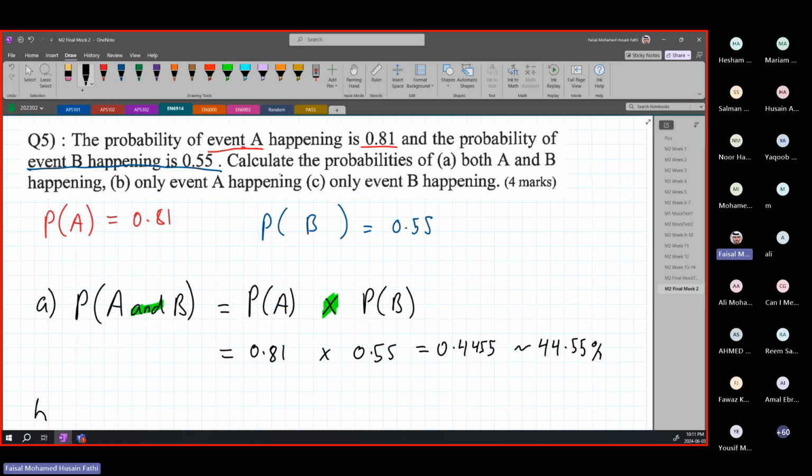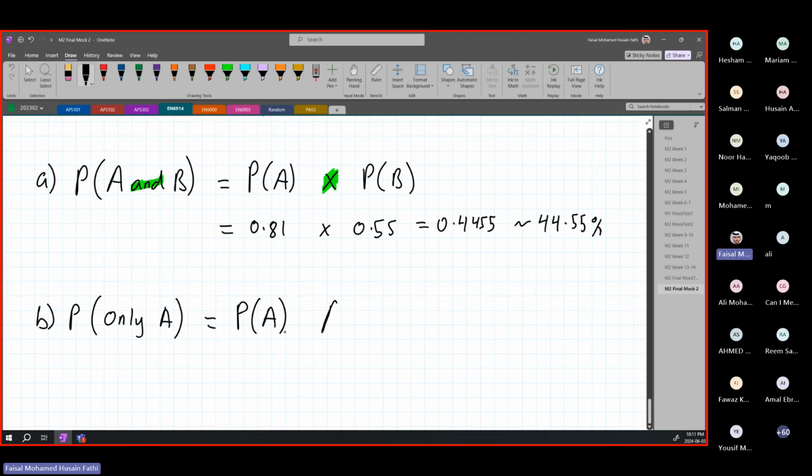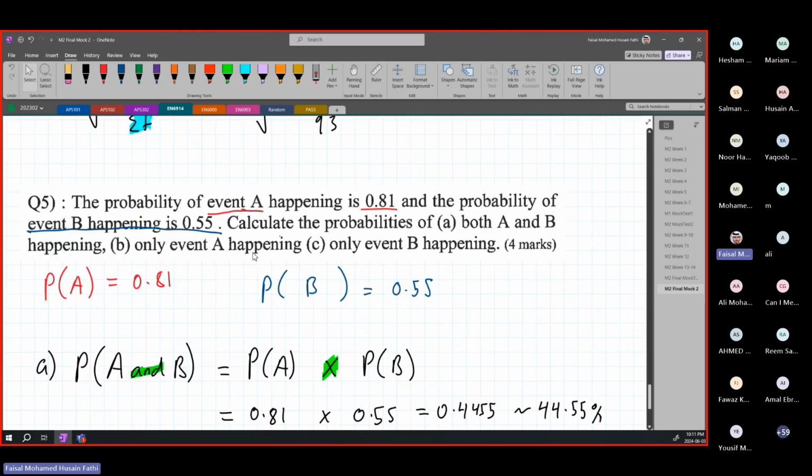All right. Part B. Calculate only event A happening. Remember, what does only event A happening mean? When we are saying only A, all right, this is what we are saying. We want only A. So the P of only A. This basically means the probability of A happening and the probability of B not happening. All right. So now what do we need to find? We need to find our B naught. We need to find our probability of B naught.